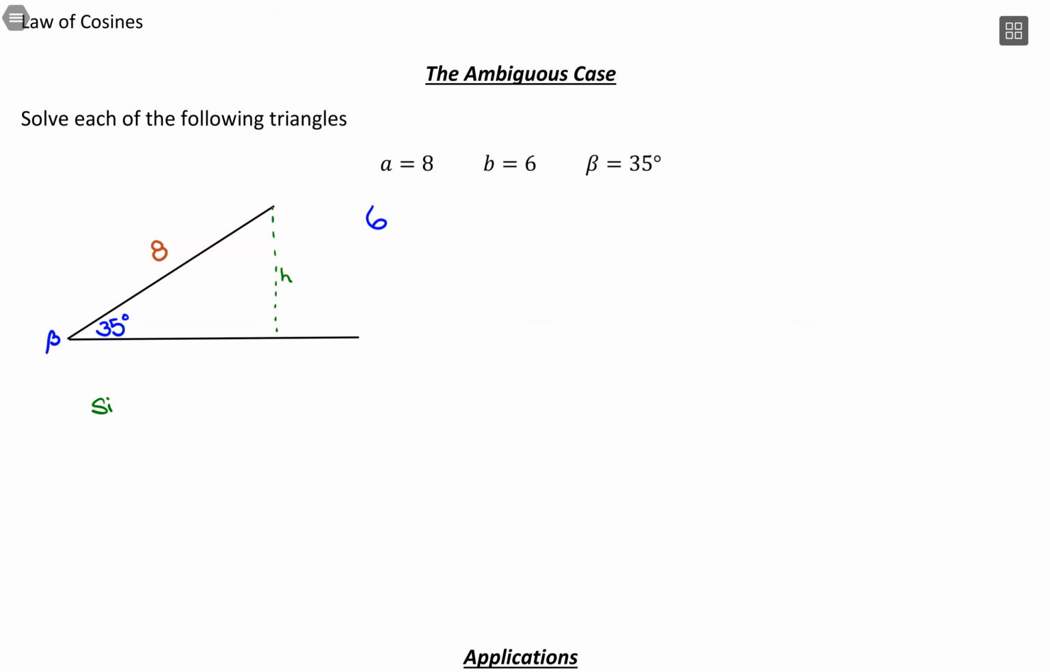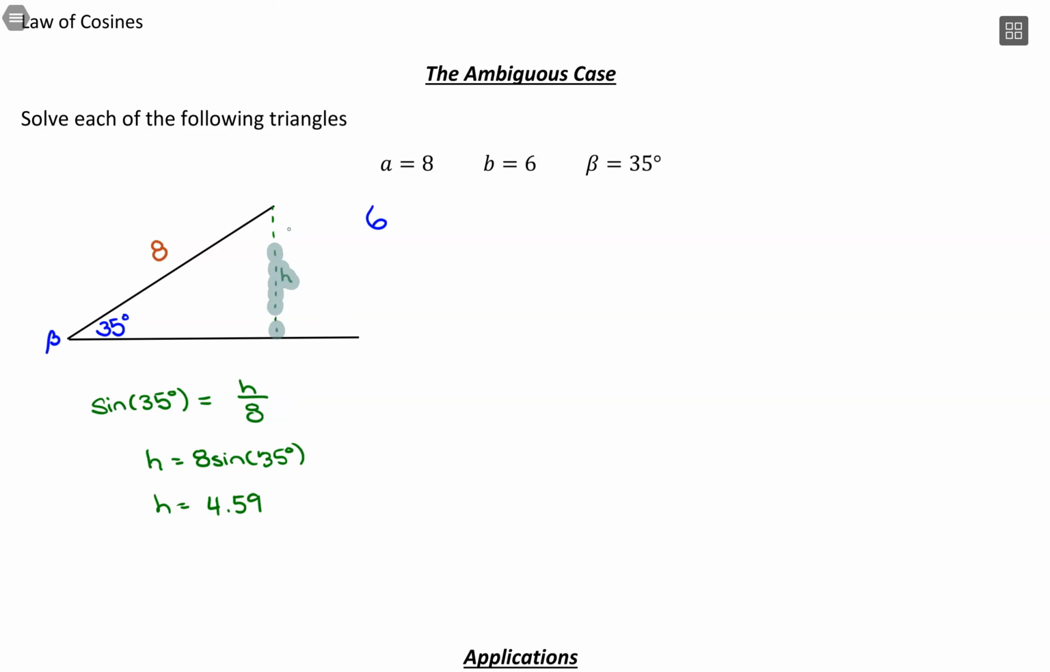So with that, I would take sine of 35 degrees, which is opposite over hypotenuse. So h is equal to 8 times sine of 35 degrees. And plugging that into a calculator, that's 4.59. So what that tells me is that I want to have this length of 6. So if this is 4.59, 6 is longer, but it's shorter than 8. So this is the case where we're going to have 2 triangles come through.